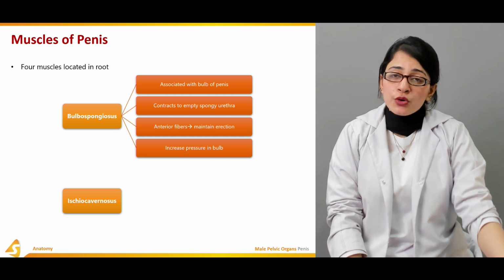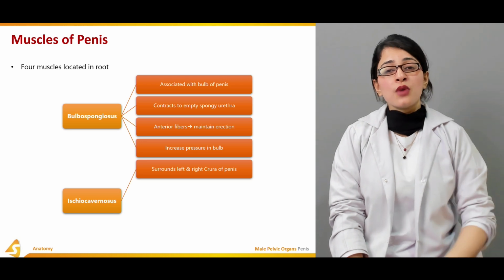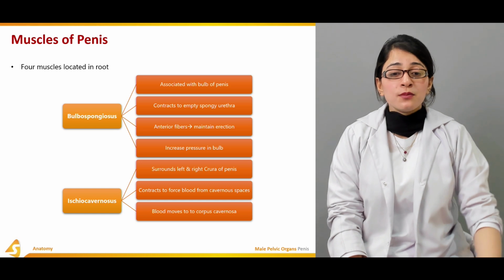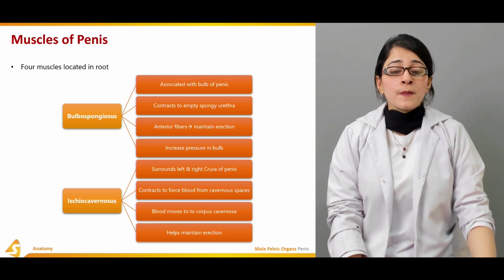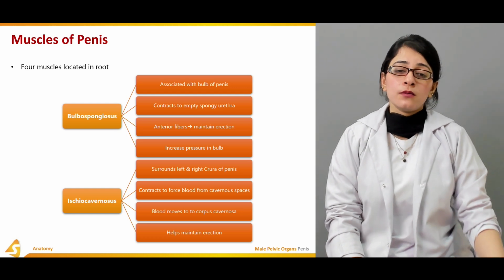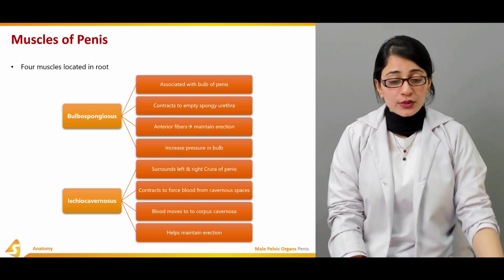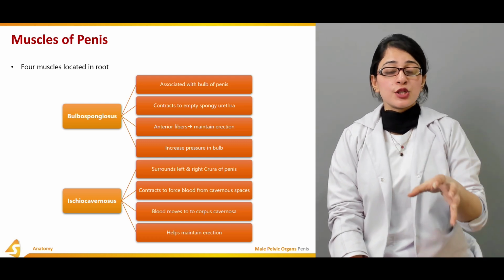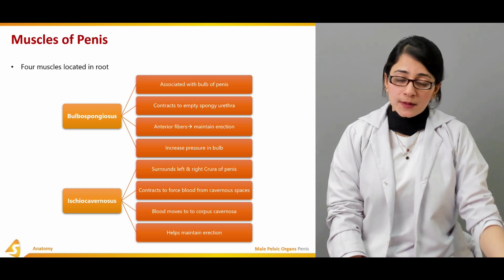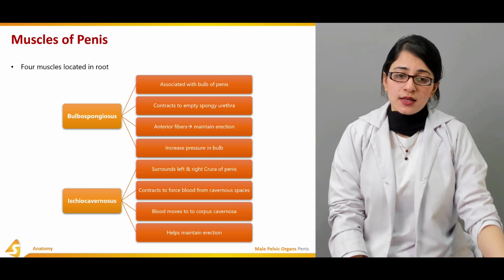Then we have the ischiocavernosus muscle, which surrounds the left and right crura of the penis. It contracts to force the blood from the cavernous spaces into the corpora cavernosa, and it helps maintain erection. The purpose of these muscles is erection. The blood has to move into the corpora cavernosa, and when the ischiocavernosus contracts, it pushes the blood into the corpora cavernosa, surrounding both the right and the left crus of the penis.